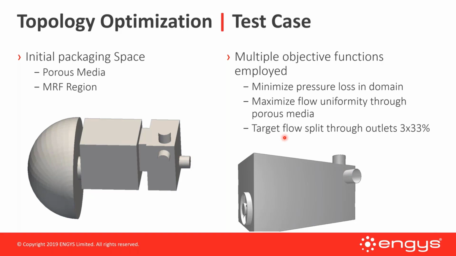And I would go even further and say there's a few other requirements. Another requirement is we don't want to deform our MRF region. We don't want any morphing out here in the inlet region. And we don't want any deformation of our porous media or our outlet ducts. These are fixed and they're connecting to other components.